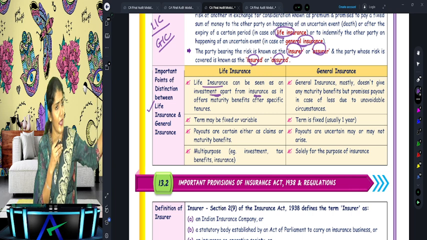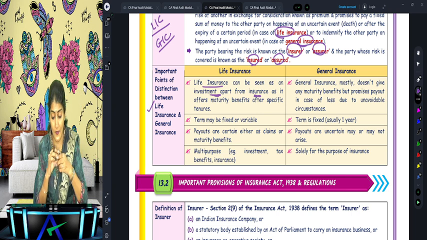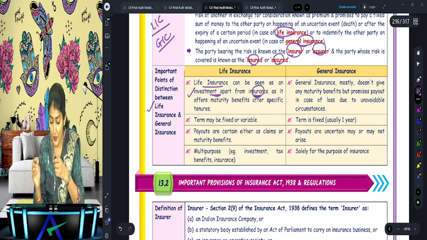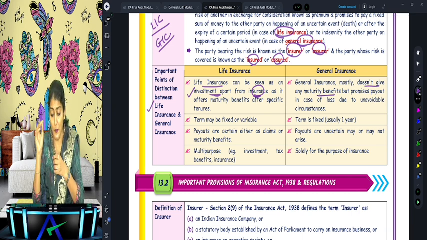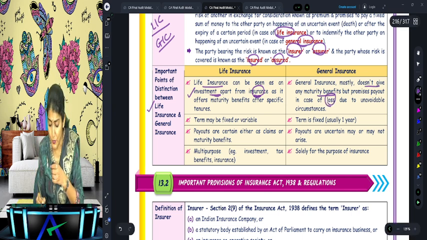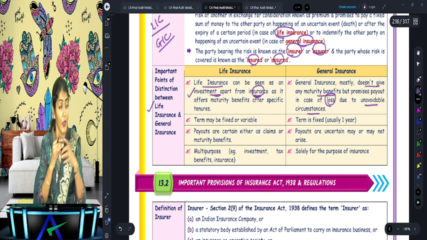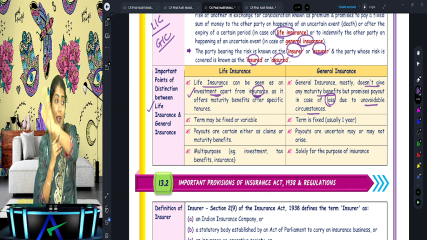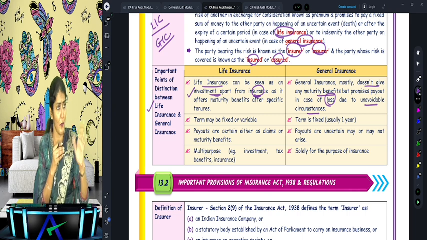No. And that 1 lakh has gone as an operating expense, right? It is just an operating expense. So life insurance, can it also be seen as an investment apart from insurance? Yes. But general insurance mostly doesn't give any maturity benefit, but promises a payout in case of loss due to unavoidable circumstances. So if a fire takes place, will they pay me the money in that case? Yes, in that case they will pay the money, but otherwise they will not pay any maturity benefits.